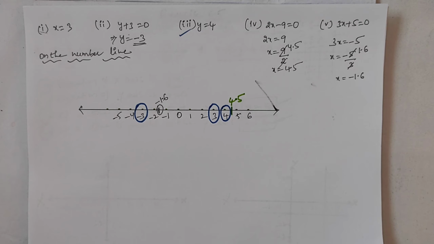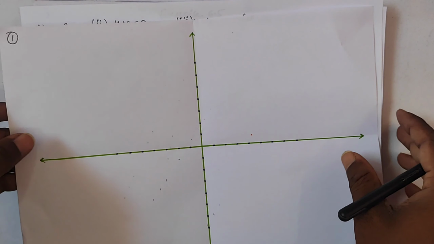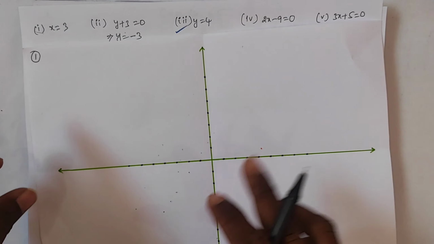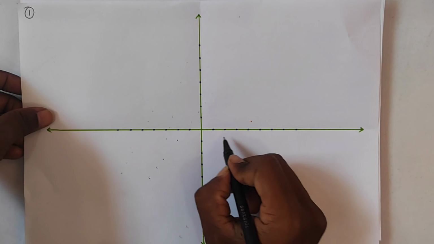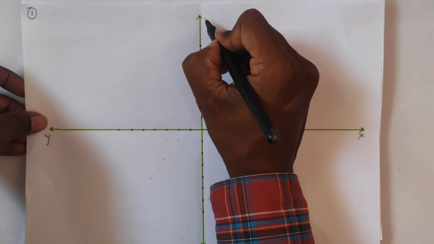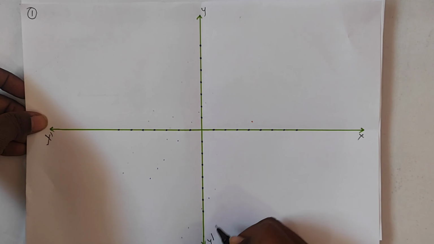Okay. Second one, he asked to locate these same points on the Cartesian plane. The Cartesian plane is nothing but a graph where we represent the same numbers. So choosing a scale, I am writing the scale on both axes: 1 centimeter equals 1 unit. X, x dash, y and y dash.